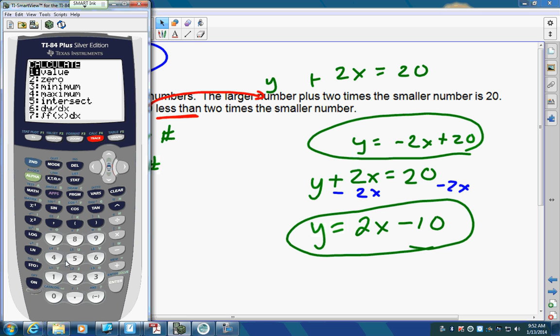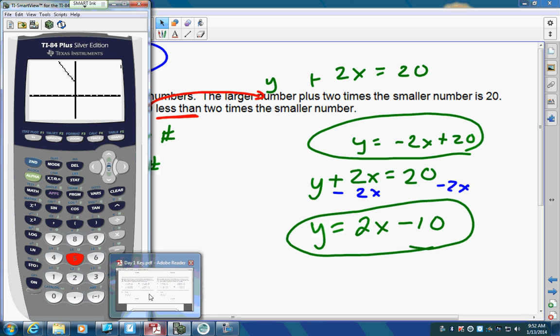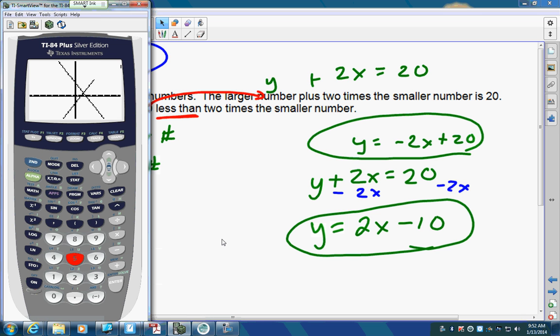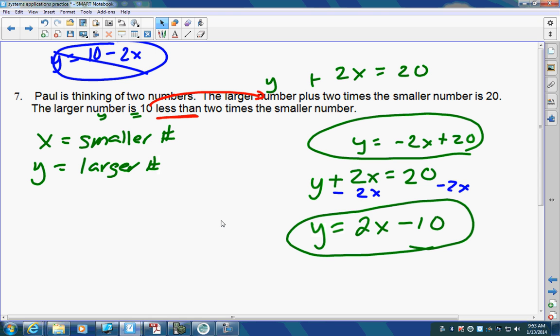Or I can go second trace, 5 for intersect, and enter 3 times. Right here. Now, here's why you didn't find it. Look, it's 7.5, right? Second trace, 5 for intersect, that's the only one that's going to give you your decimal answers. So, wait, what did it just say? 7.5 and what? 5? Okay, so I had 7.5 and 5.